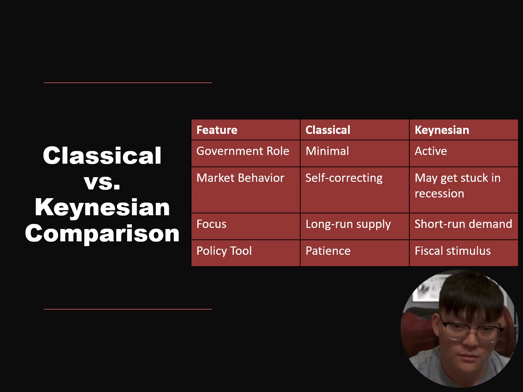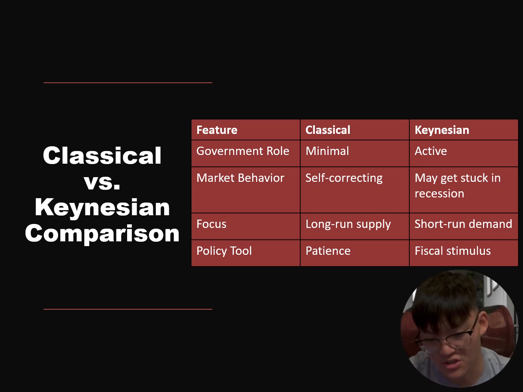For example, during the Great Depression, the New Deal programs in the United States reflected Keynesian thinking. The government invested heavily into infrastructure and job creation to increase demand and restore confidence. Even today, many economic policies, like the stimulus packages during the COVID-19 pandemic, followed the Keynesian logic.